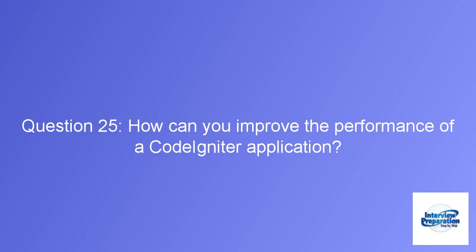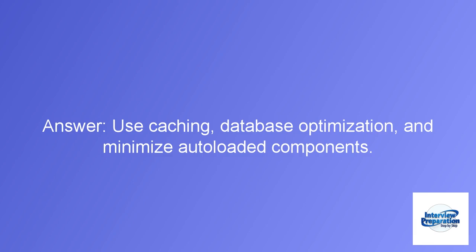Question 25. How can you improve the performance of a CodeIgniter application? Answer: Use caching, database optimization, and minimize auto-loaded components.